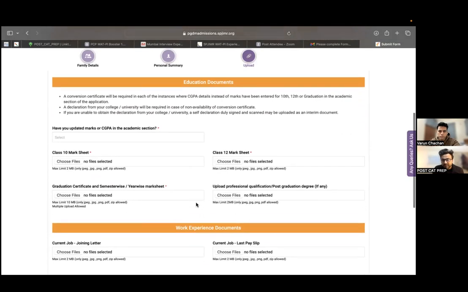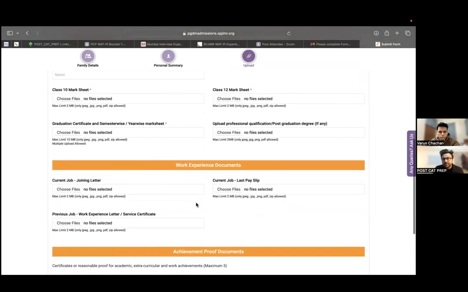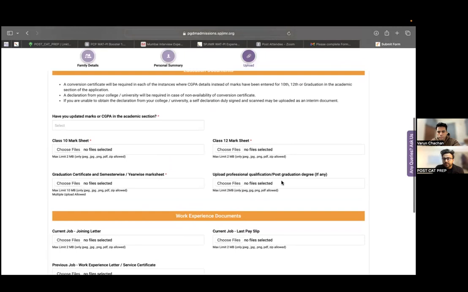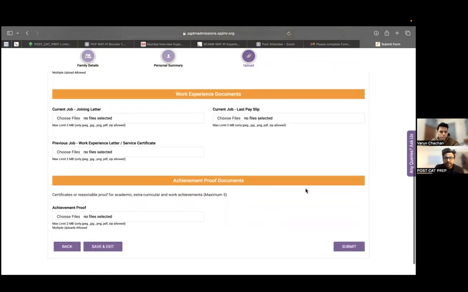And next is professional qualification or post graduation. So if you have your post graduation certificate in terms of your degree, that you can upload here, or a provisional can be uploaded. A provisional or a degree, both of them are fine. So I think this is then done, Varun. I don't think there is anything left. Yes, sir.